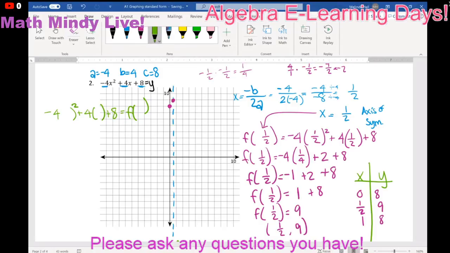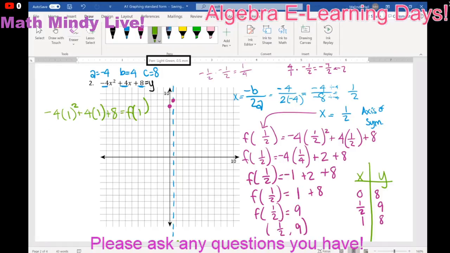So just in case you want to verify it with the +1, squared is 1, times -4 is -4, and then 4 times 1 is 4, plus 8. So that does indeed work out to be +8 again. Okay.